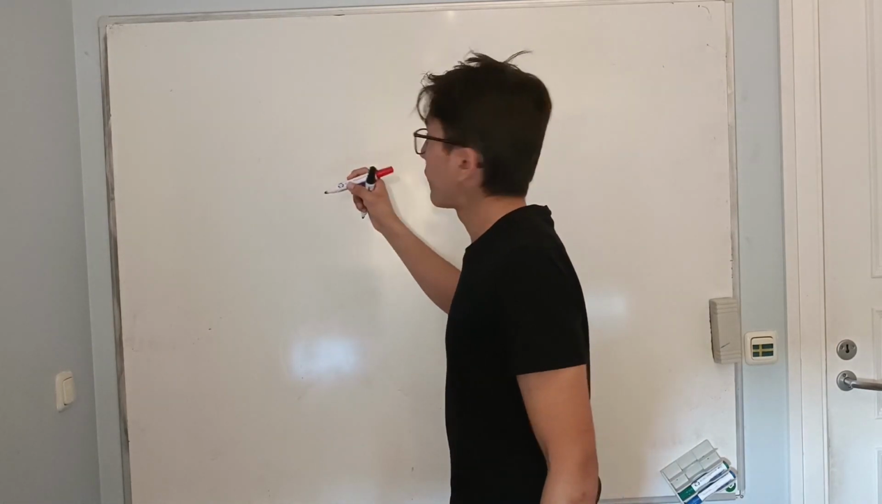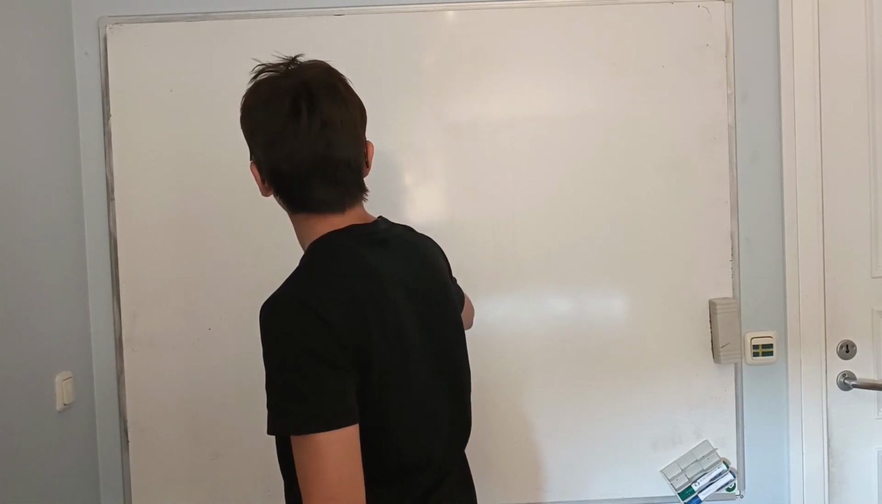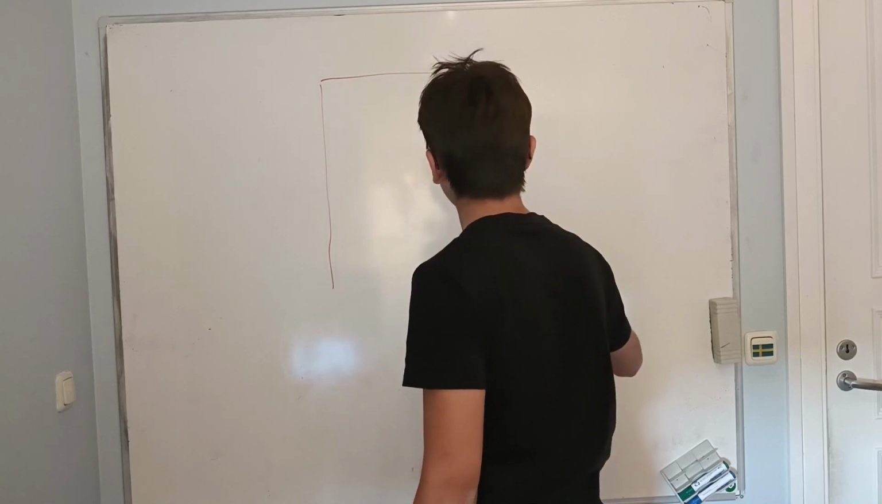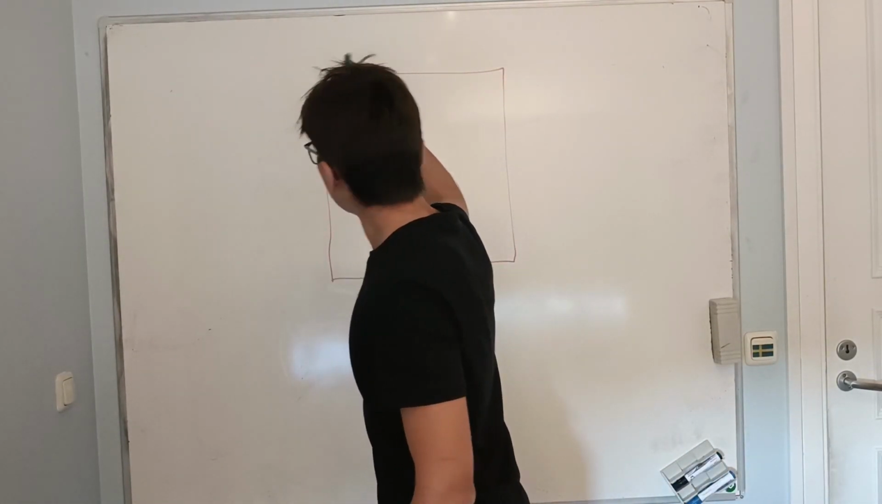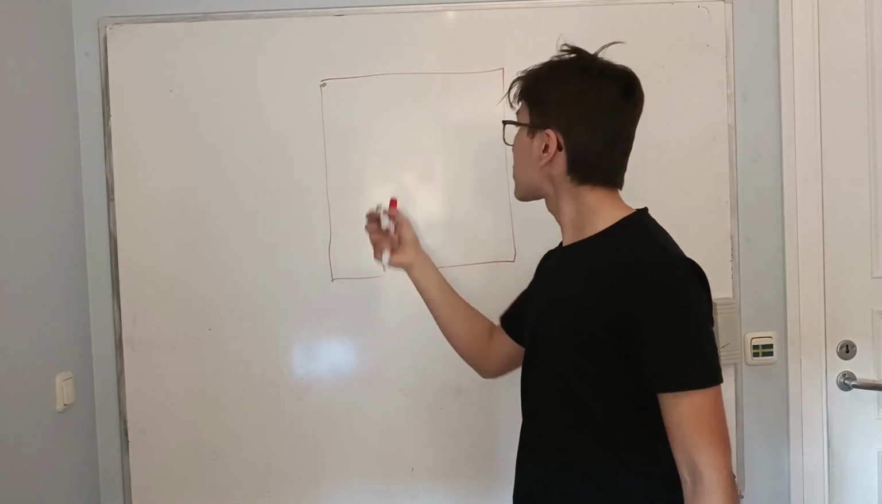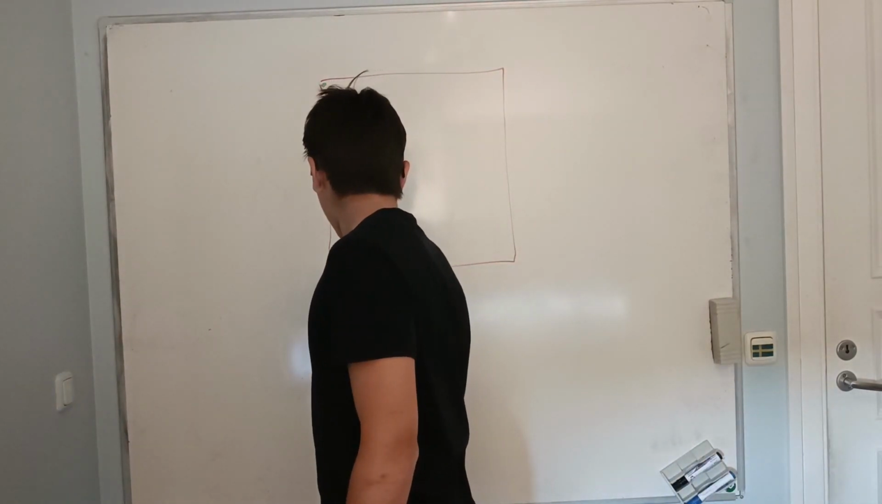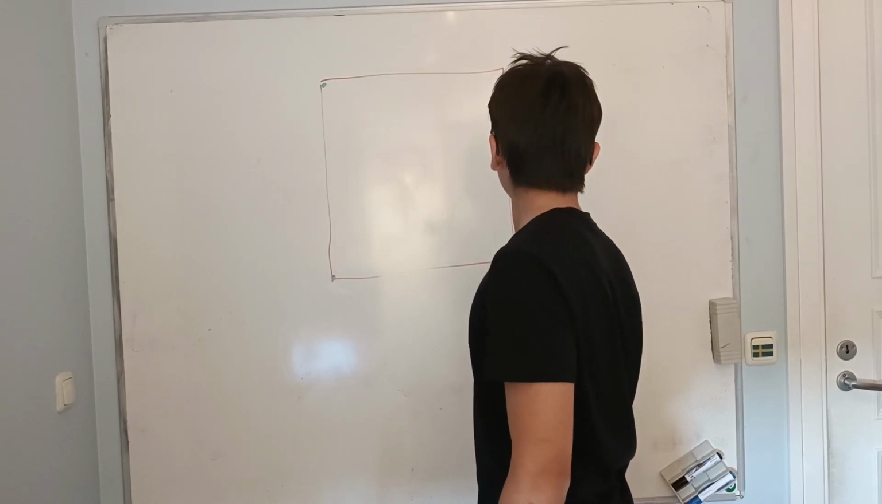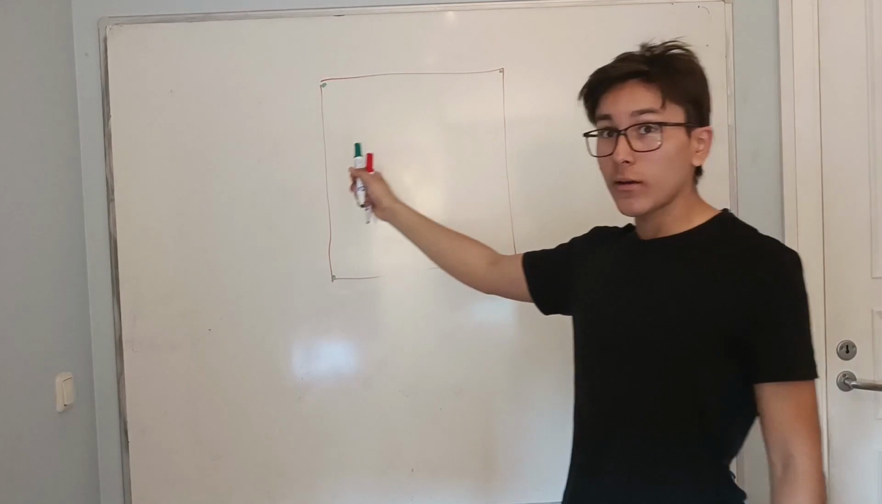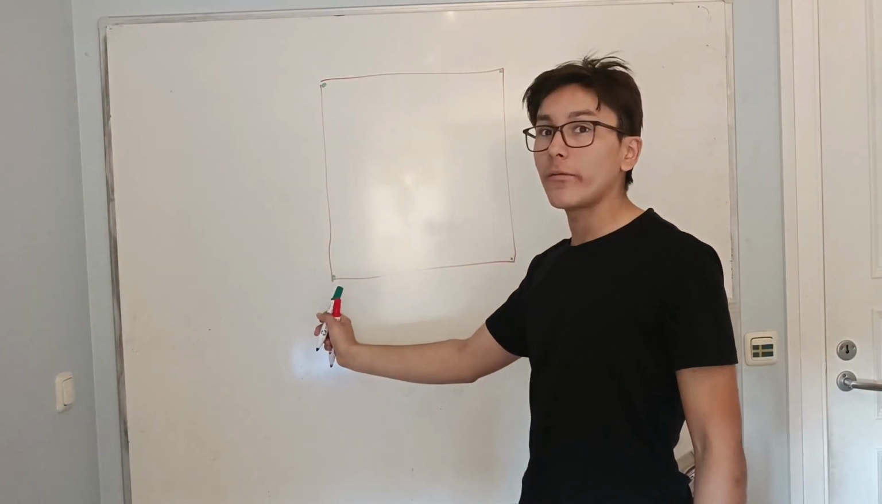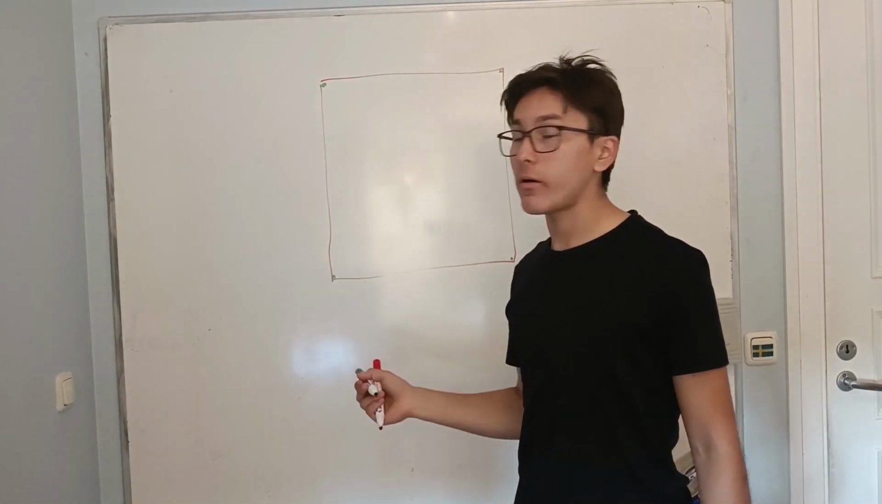The problem is basically that we have a square, and in each corner we have a dog. The green dot marks a dog, so we have a dog in each corner, and each dog is running for the next dog counterclockwise.